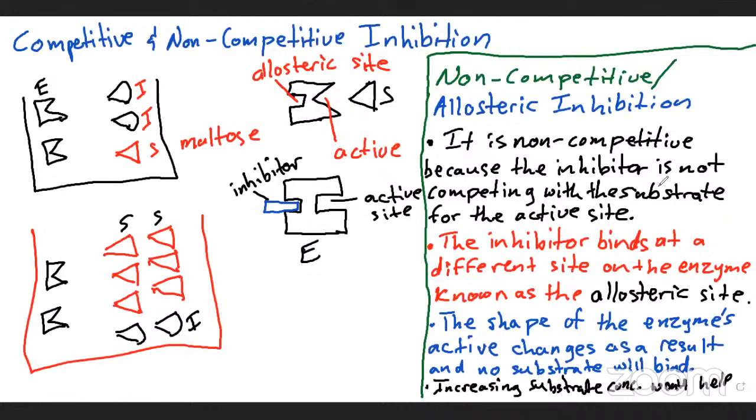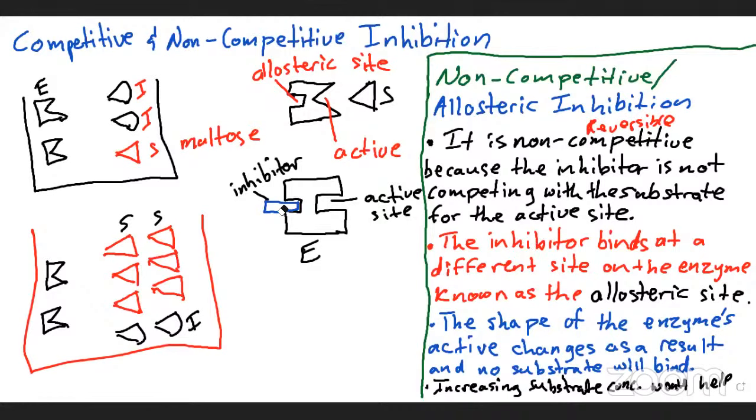So let's make a note that this one is non-competitive reversible. Let me just put it up here. The enzyme shape is not permanently changed. That is why it is reversible, meaning it can go back to what it was. The inhibitor binds to the enzyme and changes the shape of the active site. When the inhibitor leaves, it can come off. We are looking at a process that is reversible.